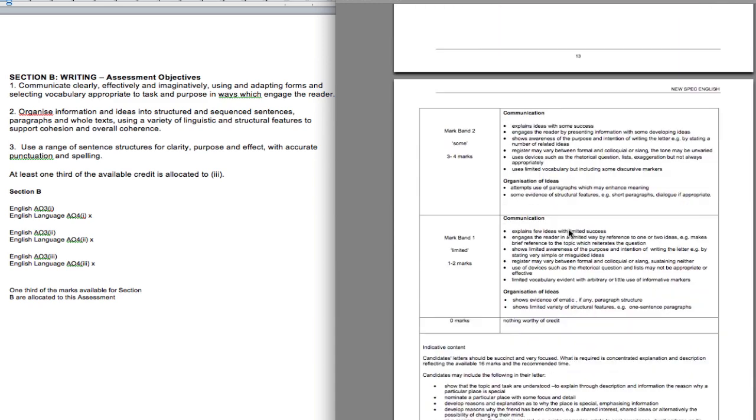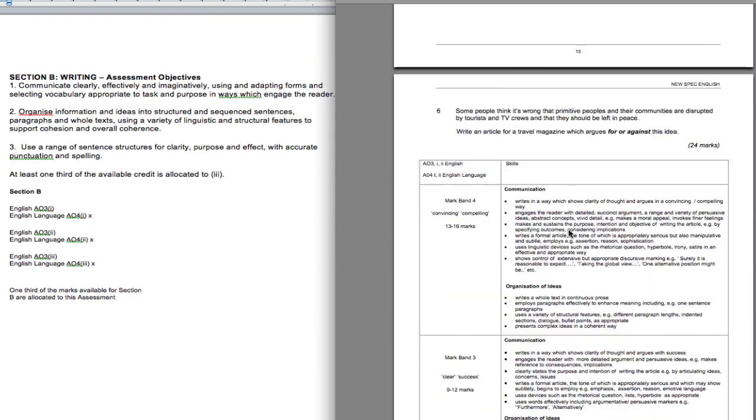So we move on then to the second writing task.